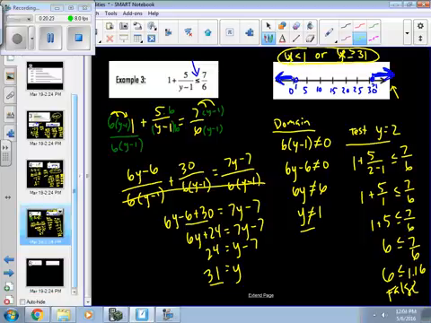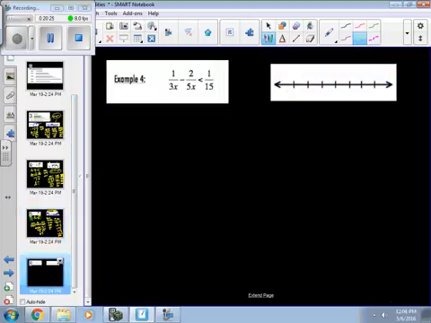All right, one last one. Why don't you pause it and see if you can do the first part where you set this equal to 0. All right, let's see what you got.